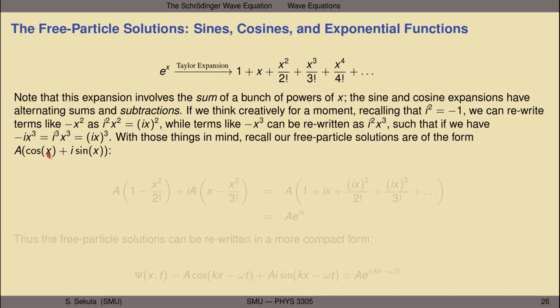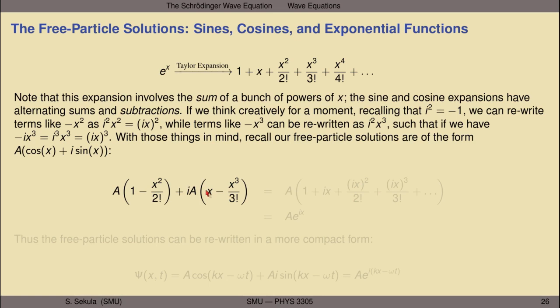So with those things in mind, let's recall our free particle solutions are of the form A times the cosine of an argument x plus i times the sine of an argument x. Well, if we stare at that for a second and we plug in the Taylor expansions of cosine and sine, we would get this: A times, for instance, just keeping the first two terms in the Taylor expansion, 1 minus x squared over 2 factorial. And we're going to add to that iA times this expansion of sine, keeping only the first two terms, x minus x cubed over 3 factorial.